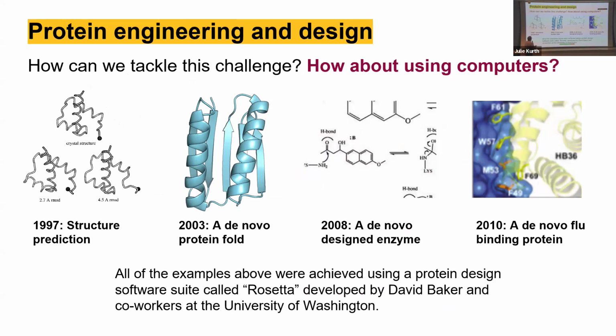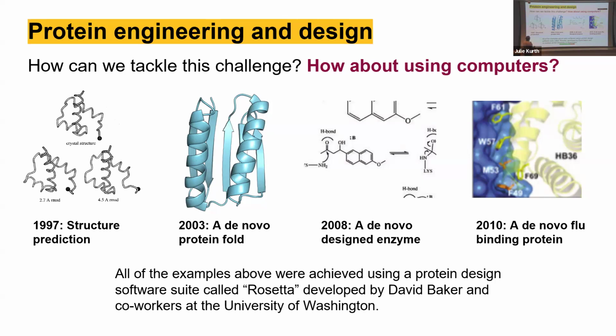What I'm highlighting here are a few examples of some changes to proteins that computers have made. All of these were done using this software suite called Rosetta, which was developed by David Baker at the University of Washington, who is my postdoc advisor. One of the things that Rosetta has been used for in the early days was to predict the structure of proteins from just the sequence of proteins. This is something that many of you will have heard about recently because this is what AlphaFold also does.